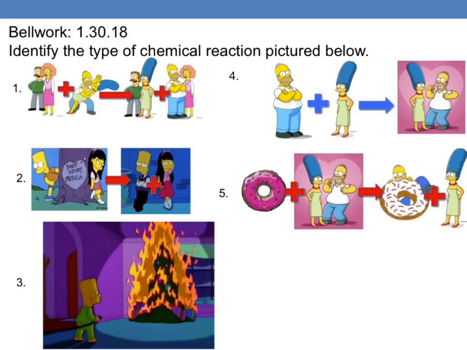So what we have here is a visual of our 5 reactions that we talked about yesterday. Number 1, we have Ned and his woman, Maud, and we have Homer and Marge. So what type of reaction do they undergo? Yes, double replacement.